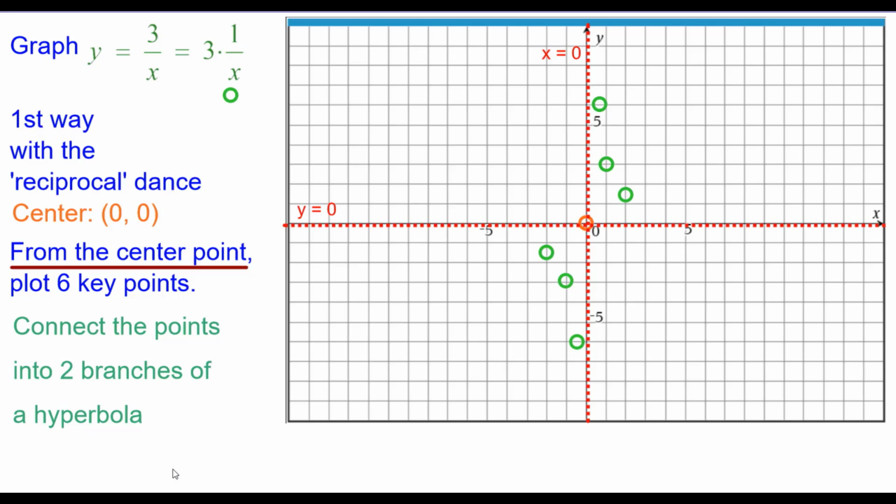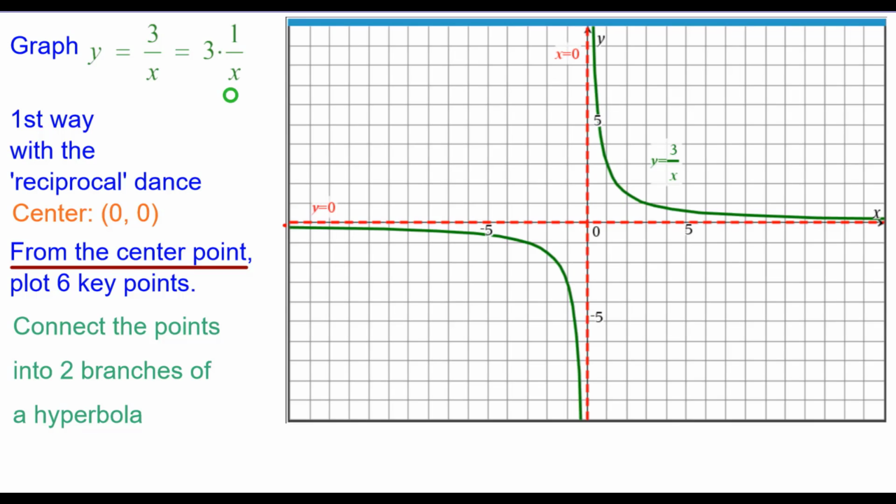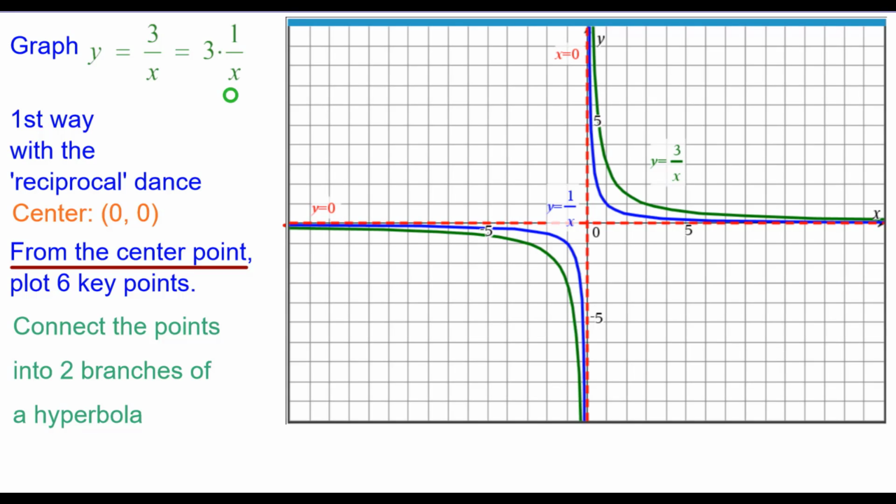Connect the points into two branches of a hyperbola. And then let's go ahead and compare that to the reciprocal function, the parent function in blue. Notice that the blue y values are tripled to get to the green. Not just these points, but all of the points.